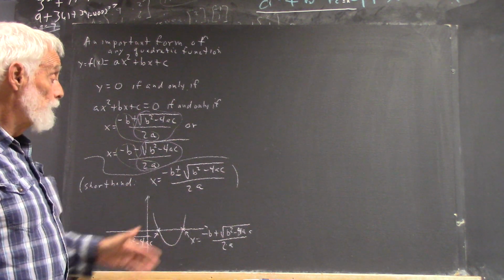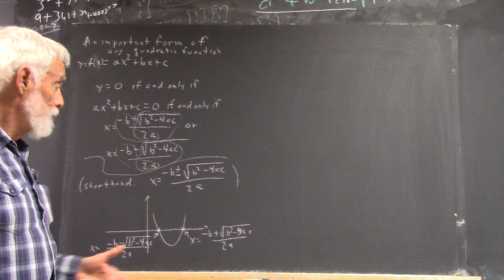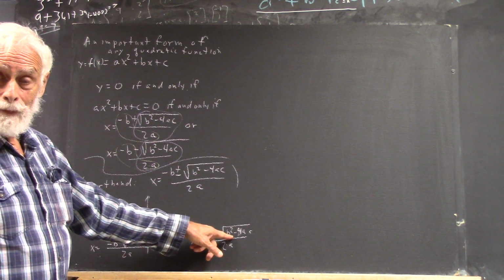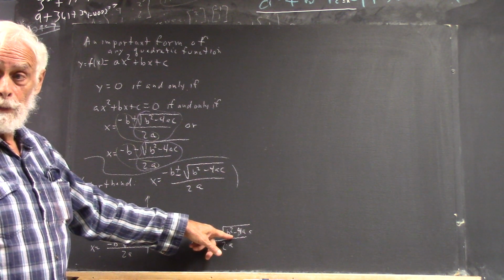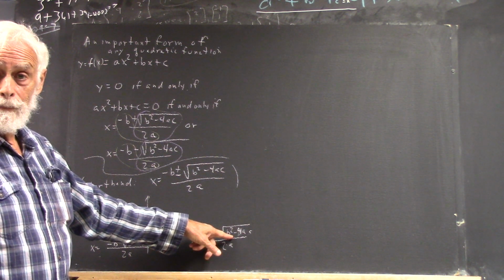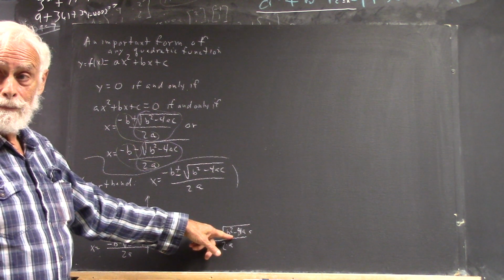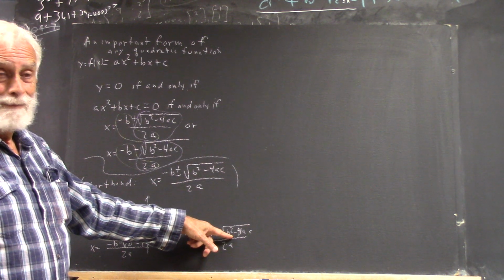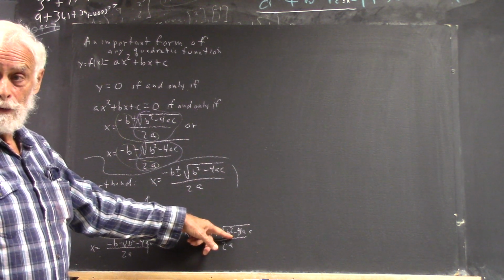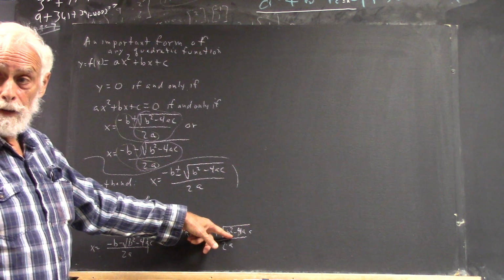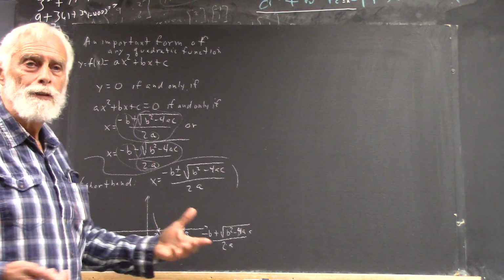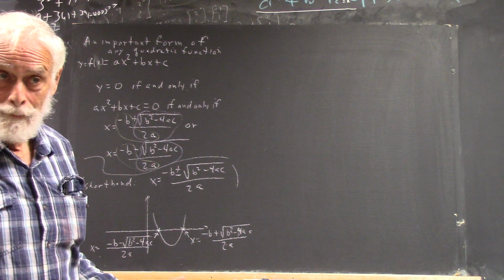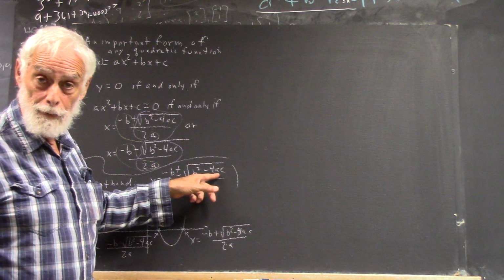If the graph doesn't go through 0, that means that the square root is not a real number. Now, how could the square root of something not be a real number? What's the domain of the square root function? But we haven't talked about the square root function. You can't take the square root of a negative. At least you can, but it's an imaginary number. It's not a real number. Okay? So if you get a negative under here, you're done.